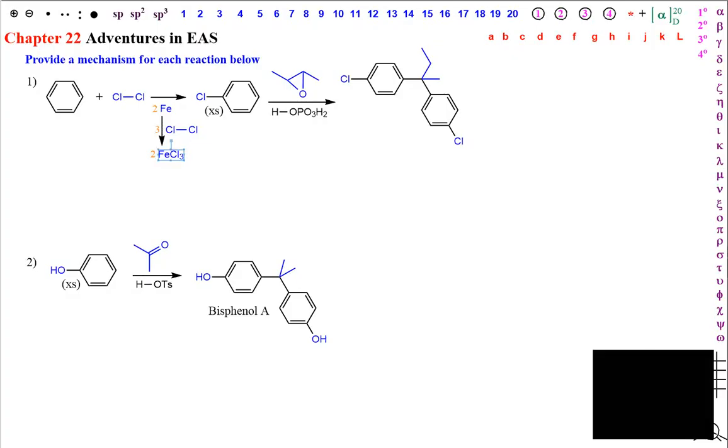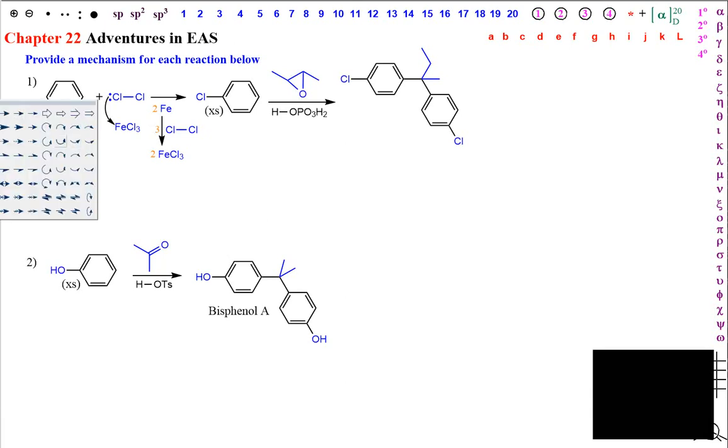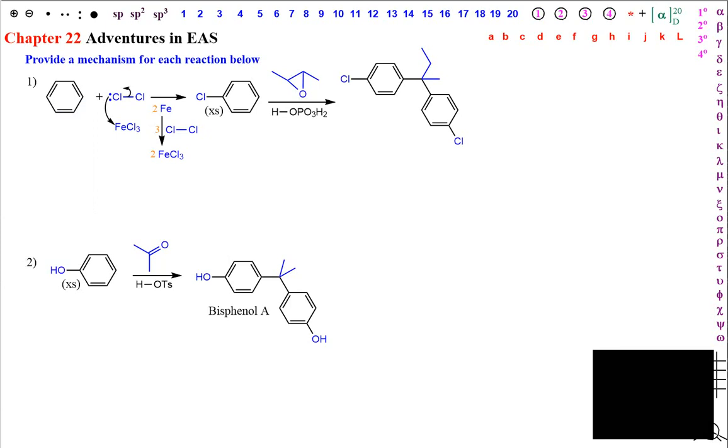We need to use this catalyst to generate our super electrophile. Chlorine is going to attack the iron chloride in a fashion like this. As seen in the previous video, chlorine, a normally electrophilic species, is forced to act like a nucleophile with the powerful Lewis acid iron 3 chloride. We can save a step by saying next. Chloronium ion is produced here and a complex ion indicated here.